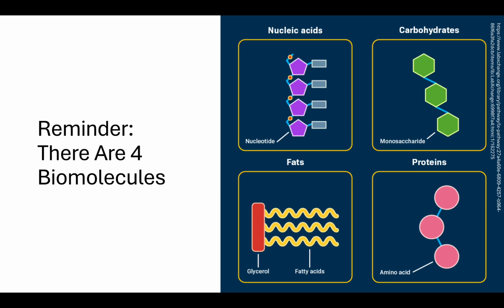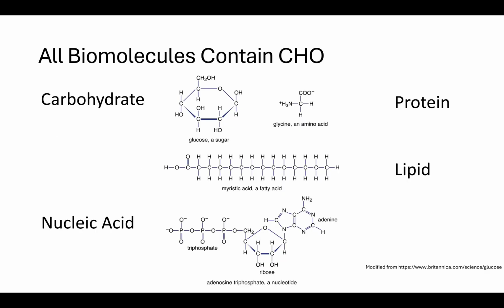And then just remember there are 4 different biomolecules. You should have learned this in freshman biology. Those biomolecules are nucleic acids, then carbohydrates, fats, otherwise known as lipids, and proteins. And we're going to be talking about each of those in a separate lesson in the rest of the unit. So all biomolecules contain carbon, hydrogen, and oxygen.